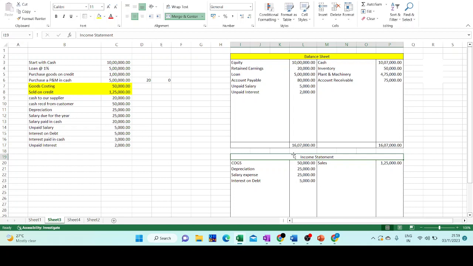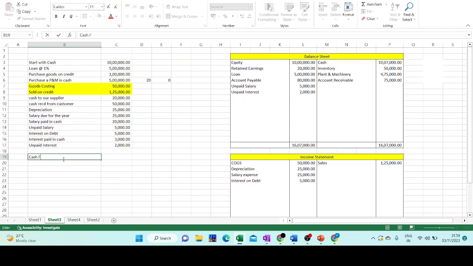Good, sir. Now we'll prepare the cash flow statement. The first thing that is reported on my cash flow statement is cash flow from operations. Please note that we are using the direct method today. We will understand how to prepare the cash flow statement using the direct method.